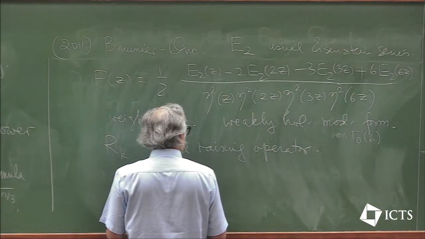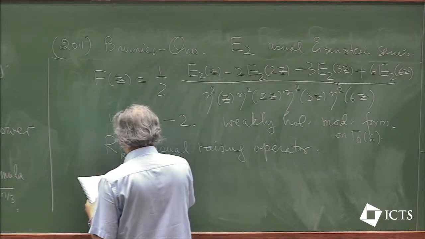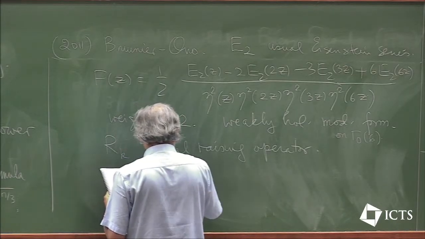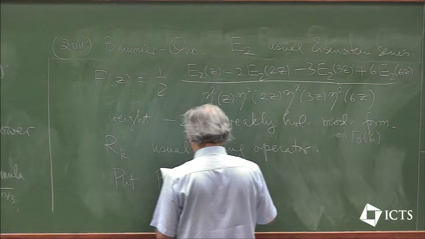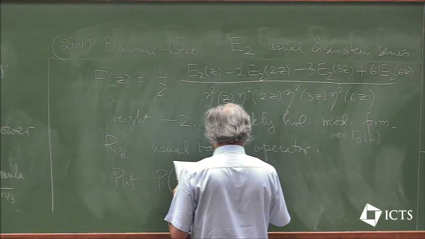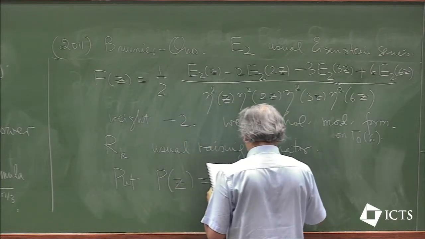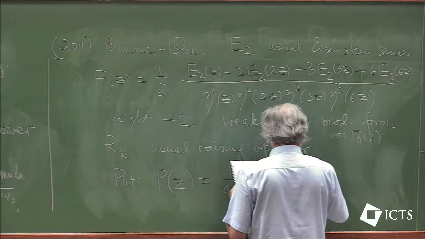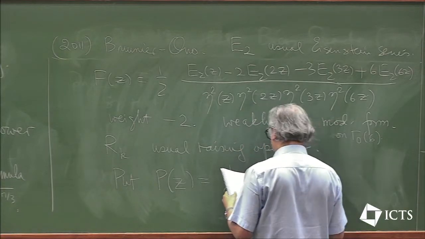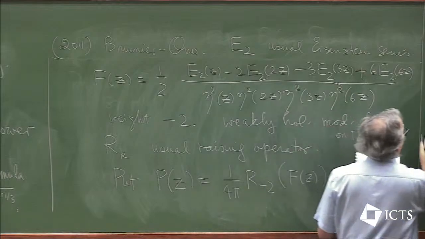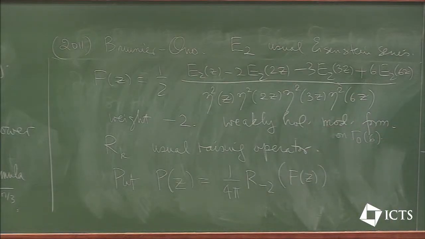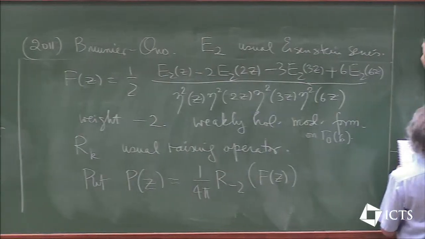So with the usual raising operator, put P of Z to be 1/4 pi R sub minus 2 of F of Z. So now this is weight 0. So we now have, let's see, a theorem.